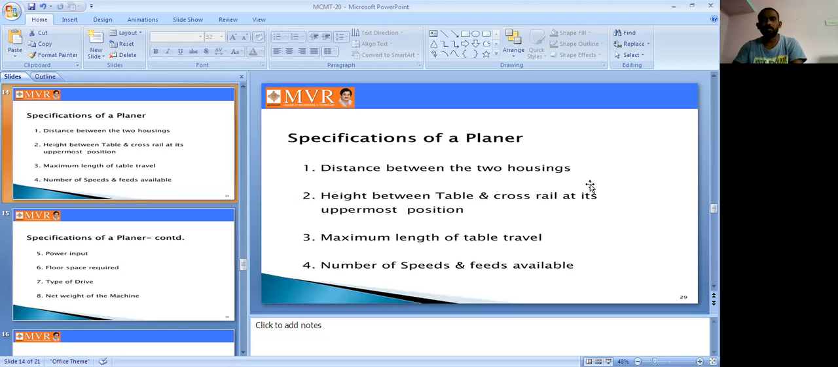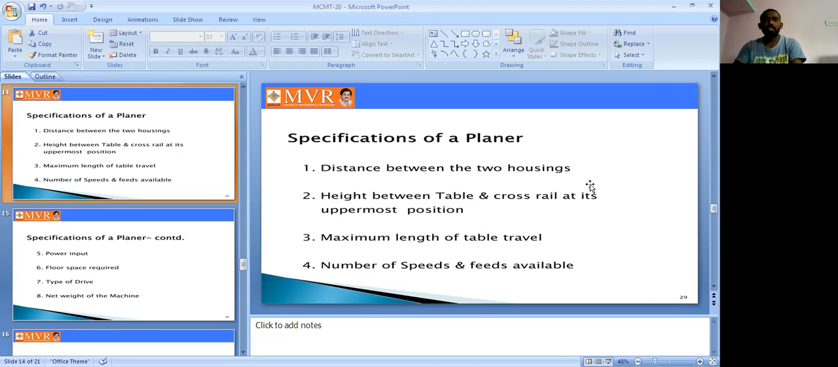If the assembly is not in these dimensions and specifications, the entire planing machine will go the wrong way, in the wrong direction. It will move and produce not flat surfaces, but uneven surfaces. So that is very important. Specifications of any kind of machine are very important.